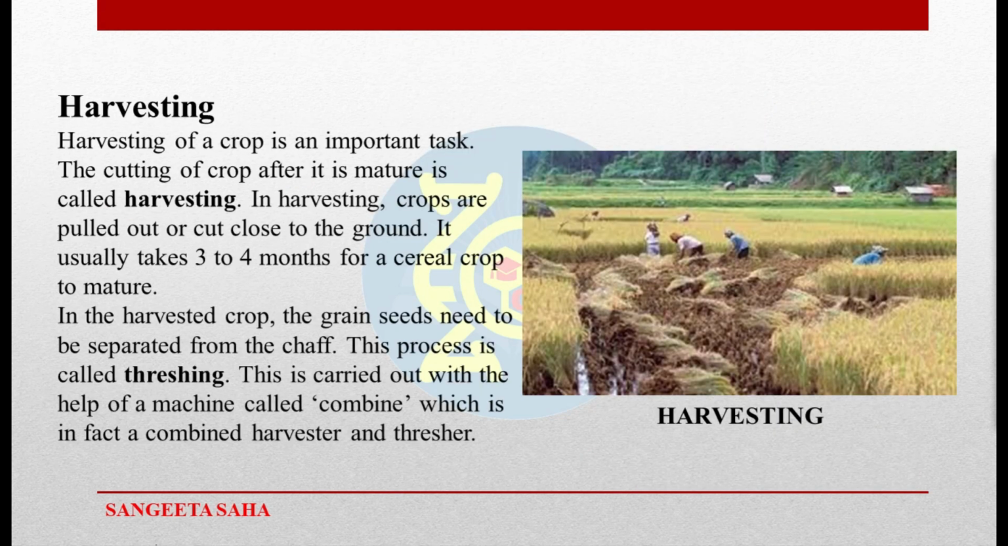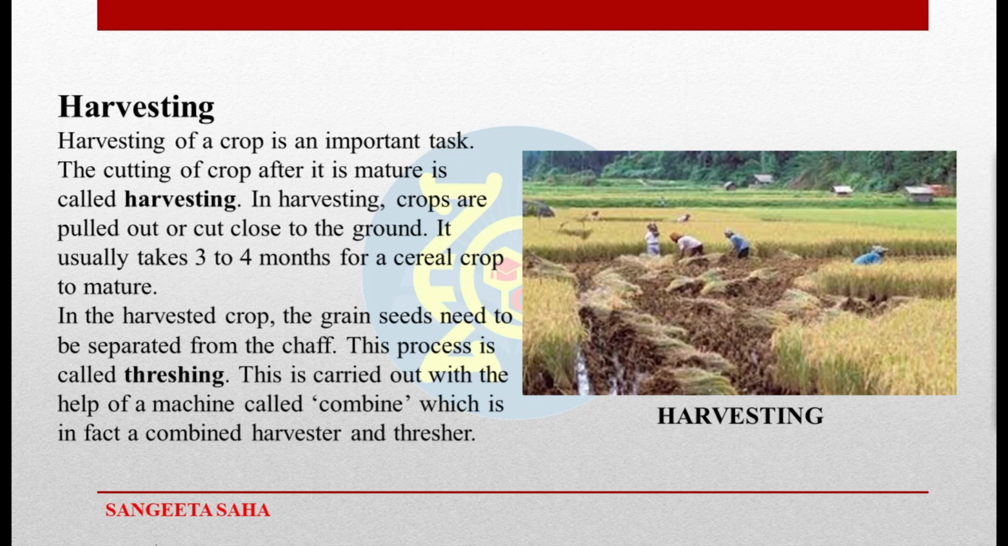Next is harvesting. Now, harvesting is an important task, obviously. It is the process of removal of entire plants or economic parts after maturity. The economic product may be grain, seed, leaf, roots or entire plant. And it usually takes 3 to 4 months for a cereal crop to mature. And this harvesting can be done both manually or even by a machine. If it is done manually, then sickle is used, and if it is done by a machine, then the machine is known as harvester.